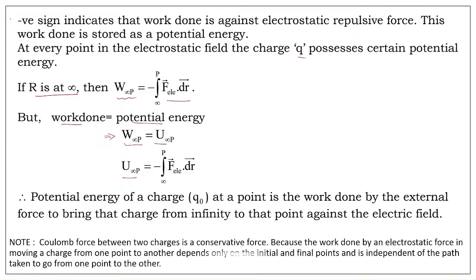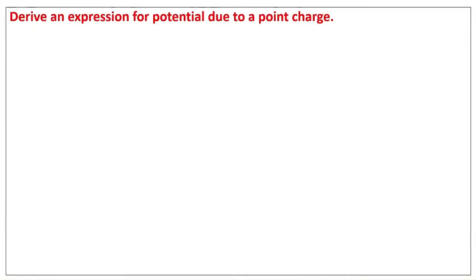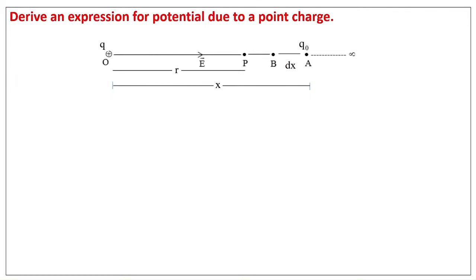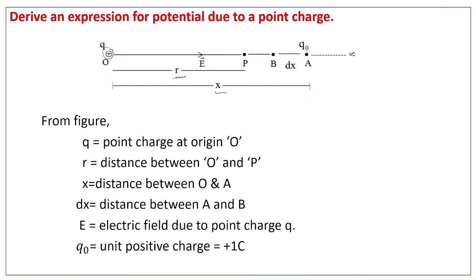Next, derive an expression for potential due to a point charge. From the figure, Q is a point charge at origin O. R is the distance between O and P. X is the distance between O and A. Dx is the distance between A and B. E is the electric field due to point charge Q. Q naught is a unit positive charge, equal to +1 coulomb.